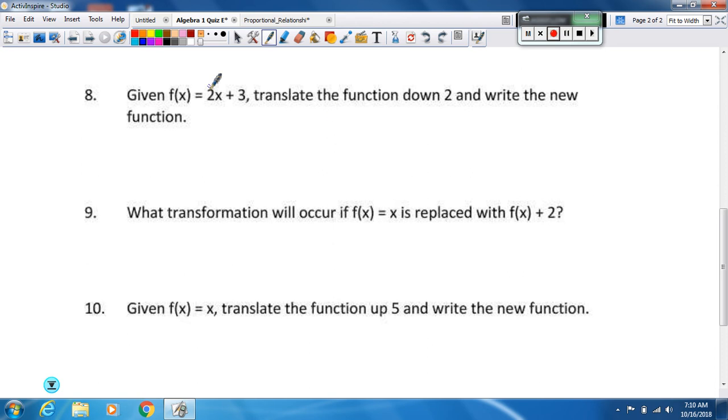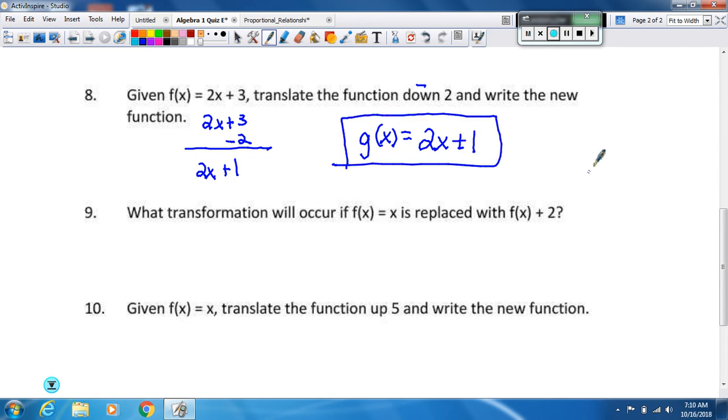Given that f(x) = 2x + 3, translate the function down 2, so down means minus 2, and write the new function. Okay, if it was 2x + 3, and we're going to go down 2, it's now going to be 2x, and then 3 take away 2 is a positive 1. So my new function is g(x) = 2x + 1.